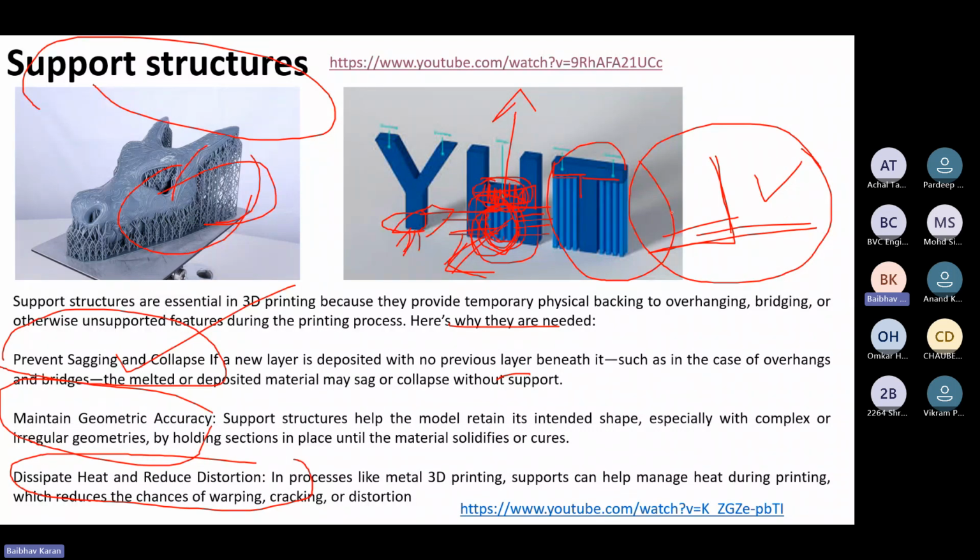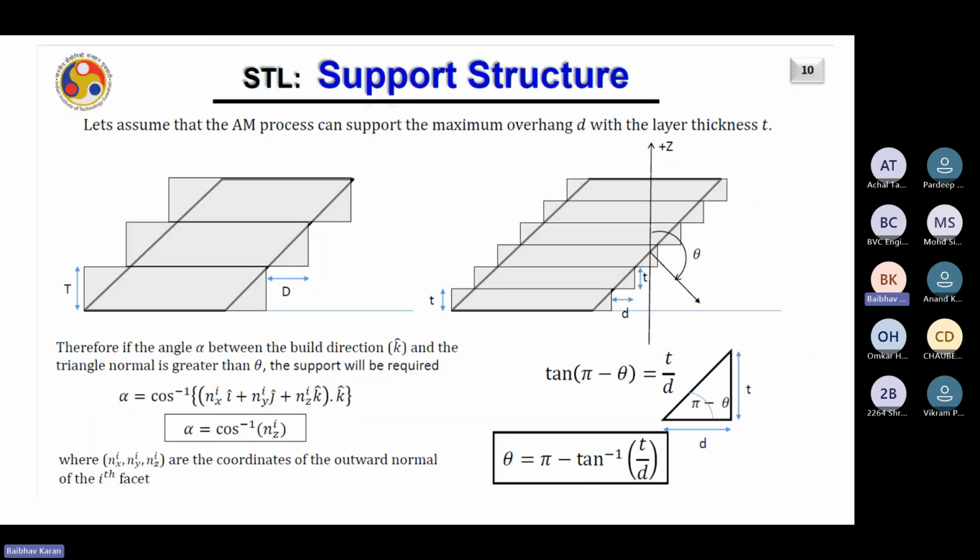Let's see some YouTube videos which will give you a pictorial idea about why support structures are necessary. I think these are 10 or 15-minute long videos, so please bear with me. Just a second.